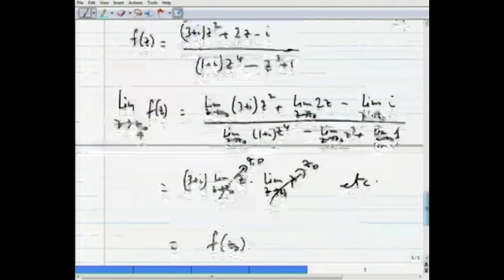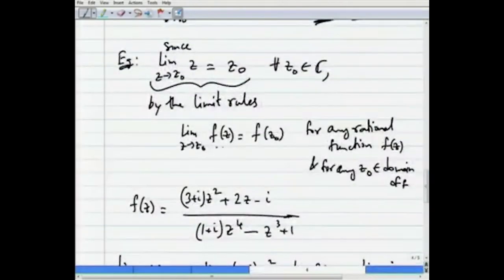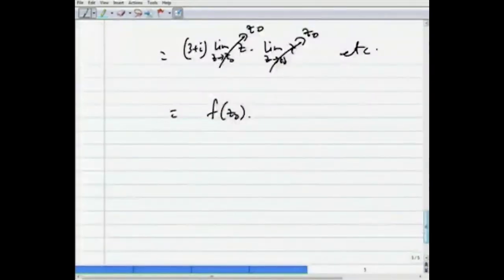So it is true that the limit of rational functions as z goes to z naught, where z naught is a point in the domain of f, is going to give you f of z naught as a consequence of these limit rules. Then after this, there is the concept of limits involving infinity.